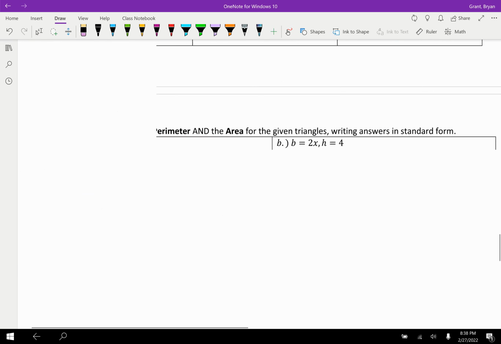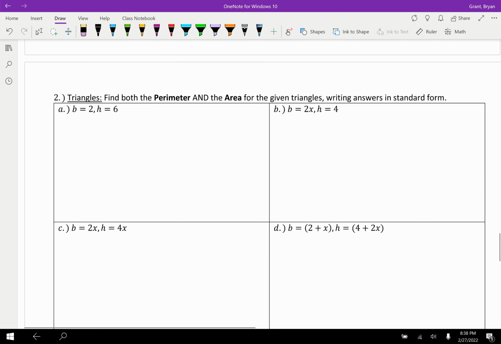All right, let's move on to triangles. I think we're getting the idea here. They did ask us to find the perimeter. We are not going to find the perimeter here. That actually doesn't make a lot of sense, so don't even worry about that part. And we are just going to find the area.